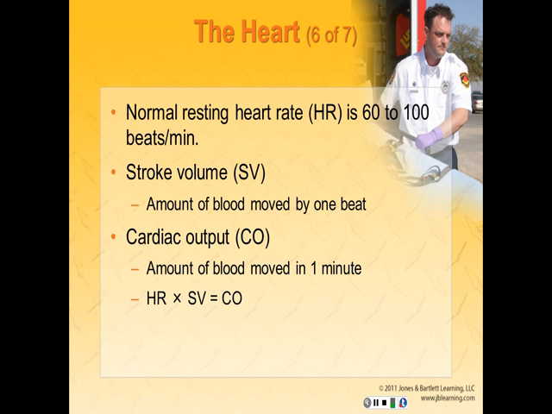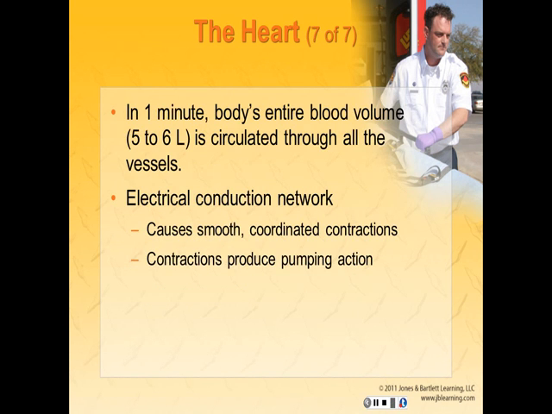Stroke volume is the amount of blood moved by one beat of the heart, and cardiac output is the amount of blood moved in 1 minute. So we express this in the formula: cardiac output is equal to heart rate times stroke volume. In 1 minute, the body's entire blood volume of 5 to 6 liters is circulated through all the vessels.